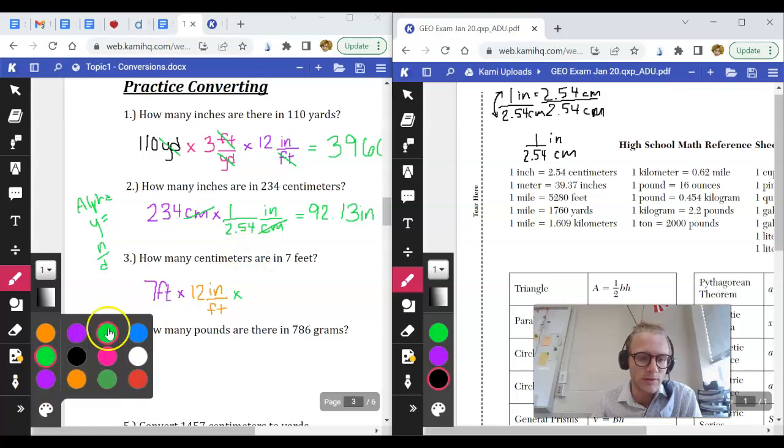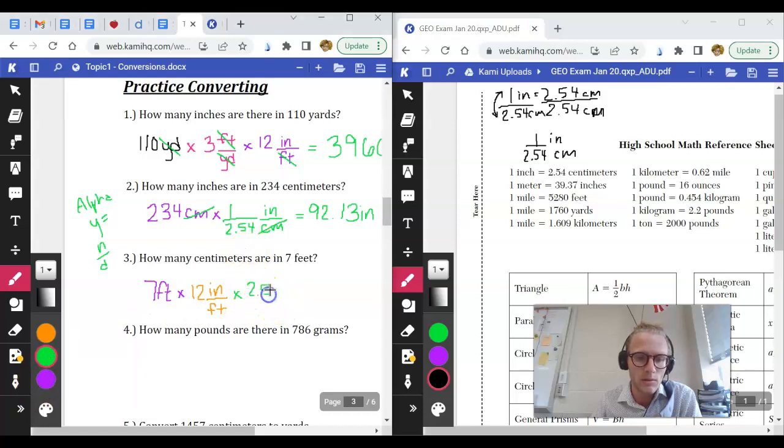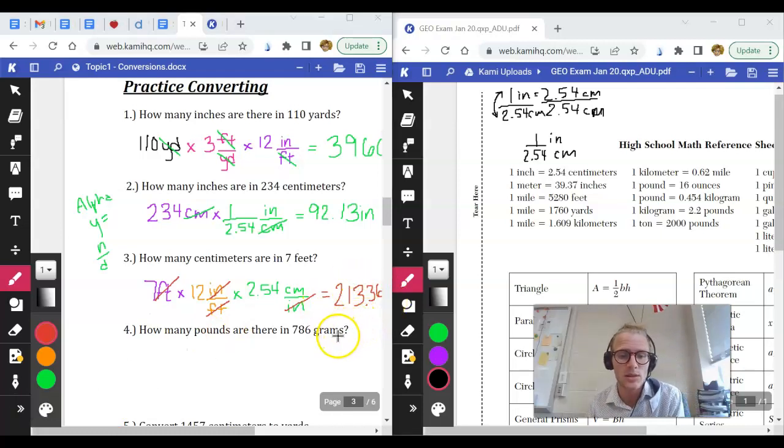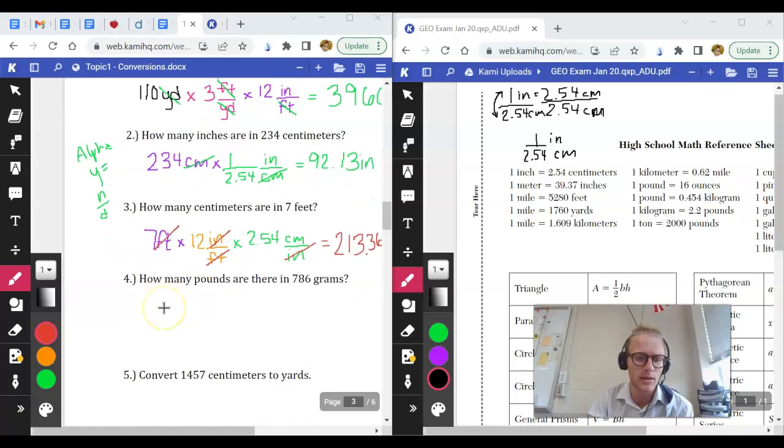And I have 2.54 centimeters per inch. And now we can go through this. This gets satisfying after a while. Feet divides feet. Inches divides inches, and therefore we are left with 7 times 12 times 2.54. 213.36. I'm going to do just one more example with you guys here because all of these have been length.